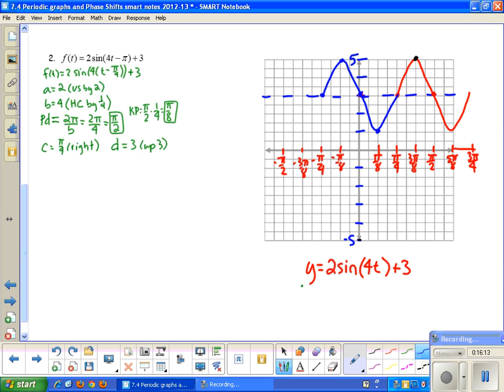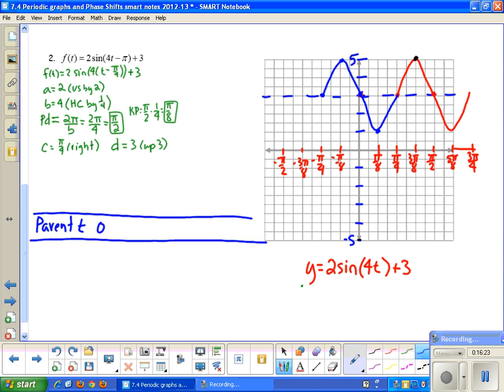So now I'm going to do the table. I start with my parent t-values. And of course my parent t-values are 0, pi over 2, pi, 3 pi over 2 and 2 pi. And then I do my horizontal shifts. So horizontally, I am compressing it by a fourth. So I'm going to do 1/4 times all my parent graph t-values because I'm shrinking my graph in towards the y-axis when I do that. That's why I'm multiplying them by a fourth. So that's why you do the opposite.